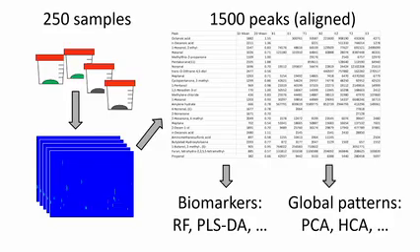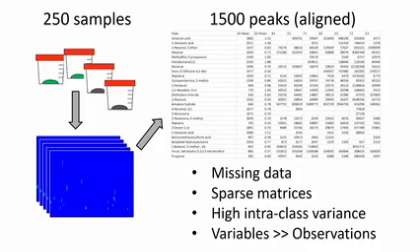So once we have aligned our peak table, then again, we're often going into one of these two global workflows, either biomarker identification or looking at global patterns. And what I'm going to focus on is looking at pattern recognition in our samples. There are often obstacles in our way for both of these workflows.